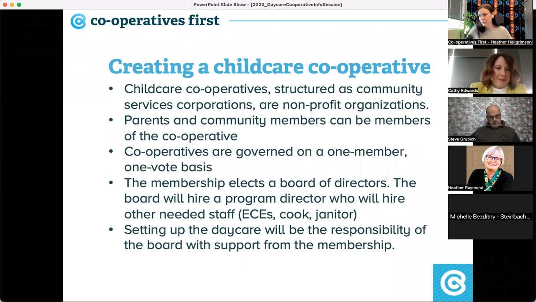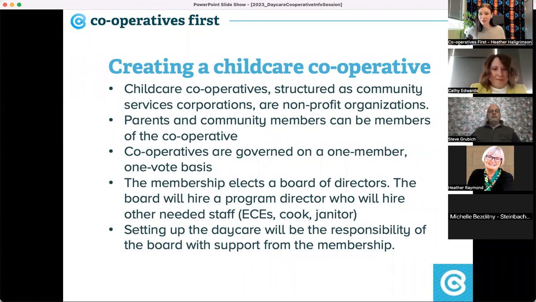So how cooperatives work is always on a one member, one vote basis. So no person gets more say by deciding to buy more shares and calling all the shots. The membership, which will be comprised of parents and other stakeholders, will elect a board of directors, and the board will hire a program director who will then be responsible for hiring staff. So they're like other organizations, where the board hires a manager, who hires staff, and so on and so forth.